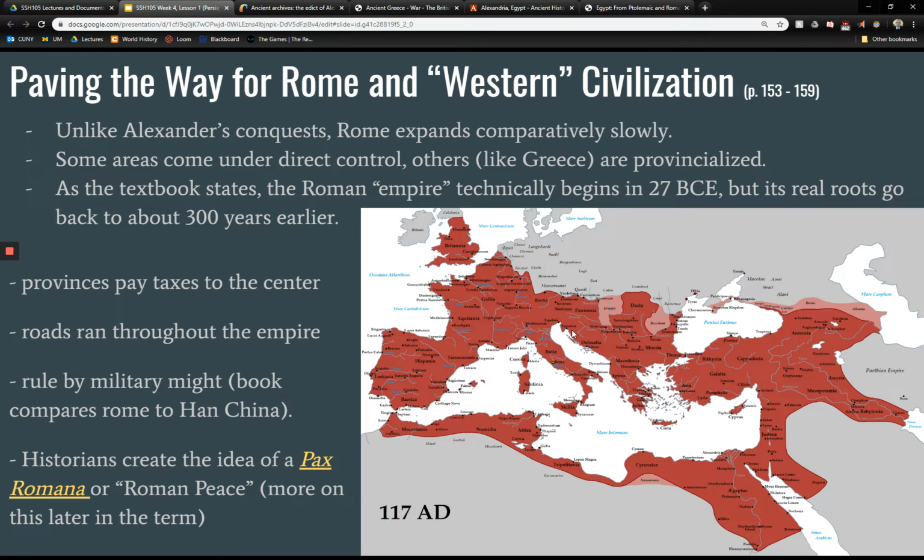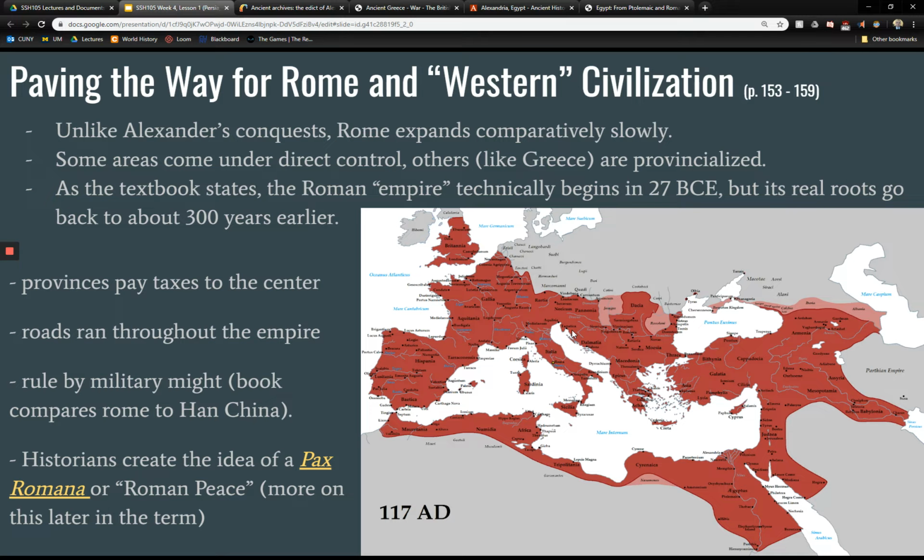Under the Roman Empire, we have some new and more substantial efforts at state building, which is part of why the Roman Empire lasts significantly longer. One of these is that provinces pay taxes to the center. Even places that are not really part of Rome pay taxes to the center. These are used to enhance the center of the empire, to pay for things like government, to pay for major public buildings, etc.